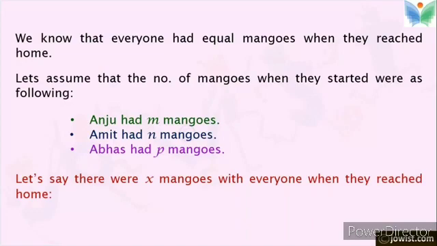Also, it is given that when they reached home, everyone had an equal number of mangoes, say X. On one side, there are 3 variables, and on the other side, we have a single variable which can be related to all 3 variables. This would be the best place to start towards preparing the equation.